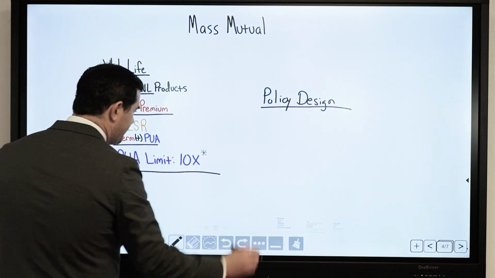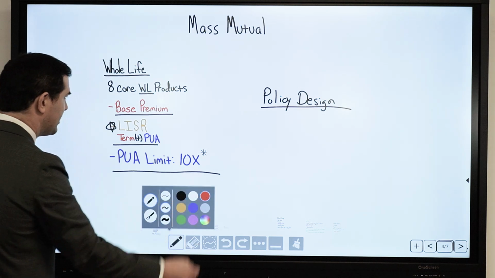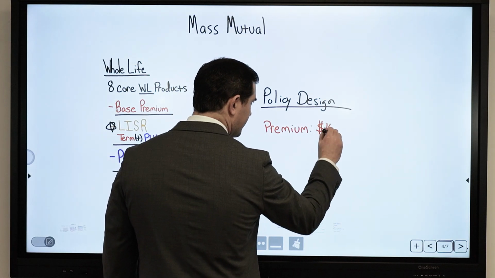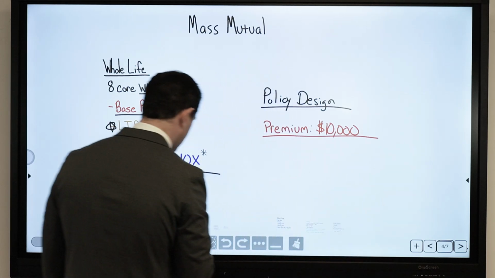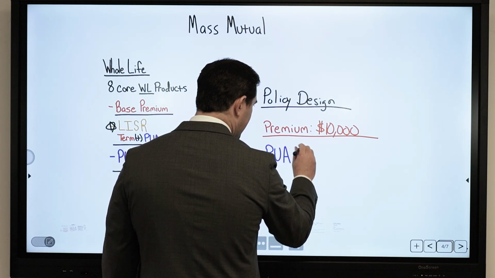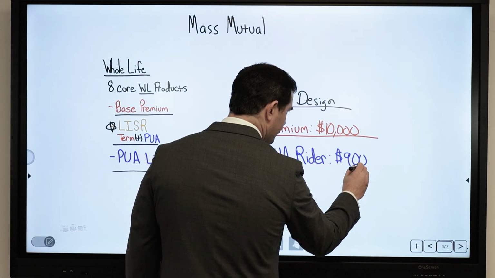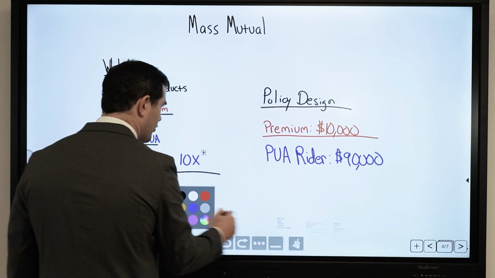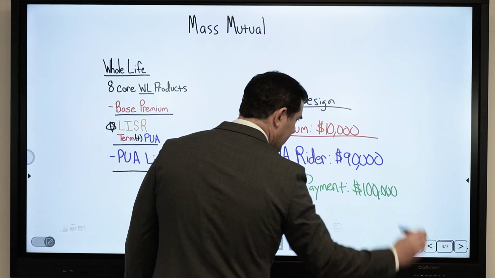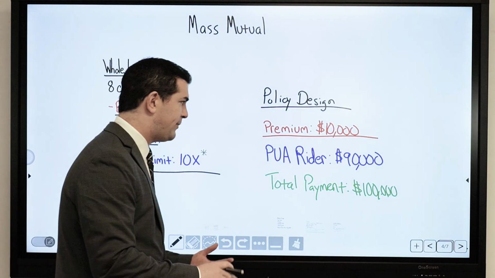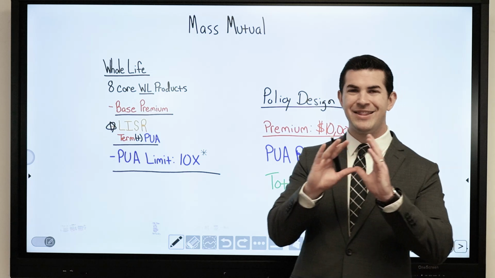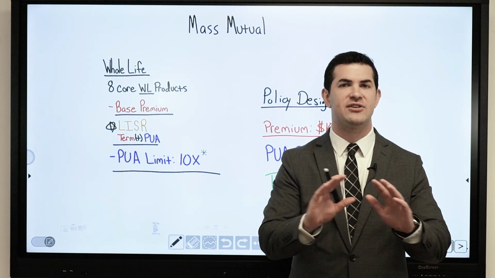Their PUA limitation is 10x. It's technically 9x. So what I mean when I say that, we talk about this frequently, is if I have a premium of $10,000, I have to have a term rider attached to do this as well. But when adding money into PUAs, I can add another $90,000 for a grand total of $100,000. So MassMutual as a company, and this is consistent with all of their whole life products, wherever I set my base premium, the total payment cannot exceed 10x that dollar figure.